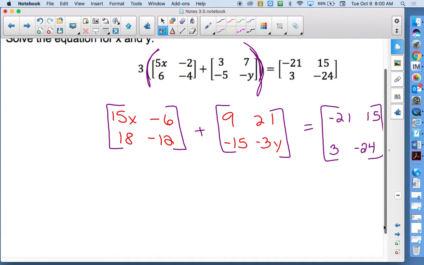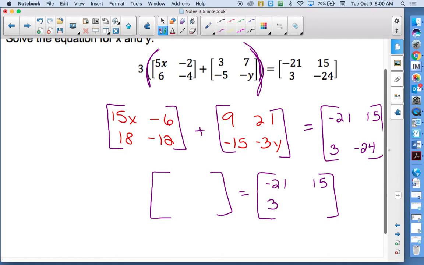Just like if you had an equation, you would add the corresponding like terms together. So we're going to do that same exact thing here. So let's add like terms together. Not really doing anything with the other side of the equation yet. The other side of the equal sign, just kind of working on the left side.